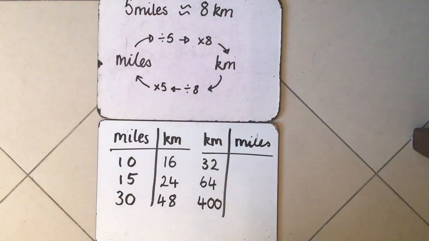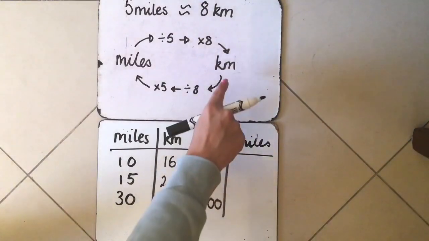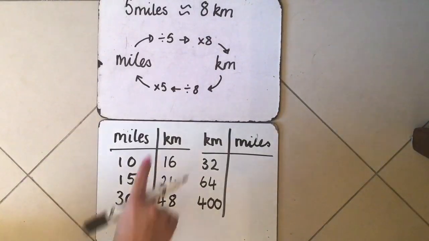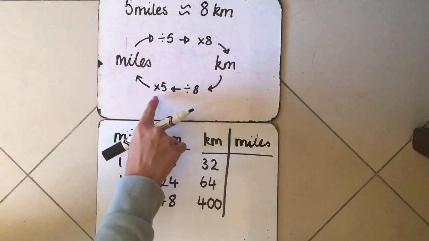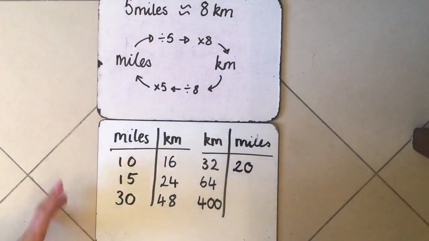So let's do the next one. This time I'm going to take my kilometres and turn them into miles. So my first one I've got here is 32. I need to take 32 and divide it by 8, which is 4. And then I'm going to times 4 by 5, which is 20.